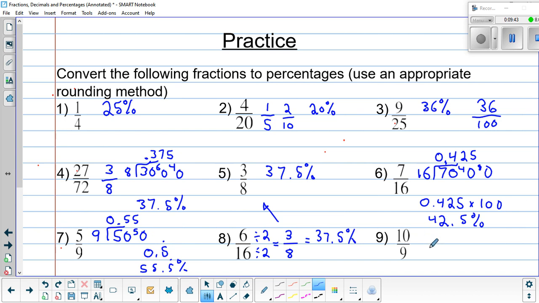And lastly, 10 over 9. So how many times does 9 go into 10? It goes once. We're left with 1. How many times can it go into 10? So 1.1, and it's just going to keep recurring. So we'll get 111.1%. And don't forget to have the recurring.